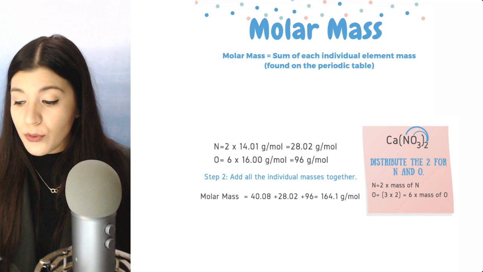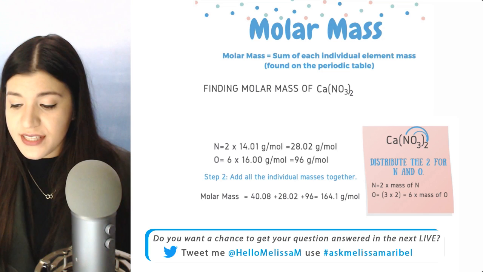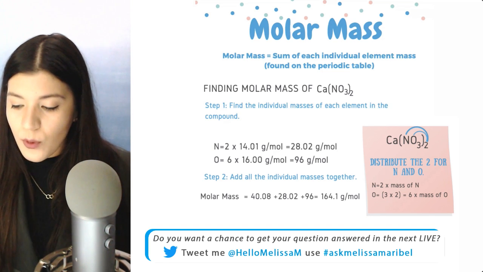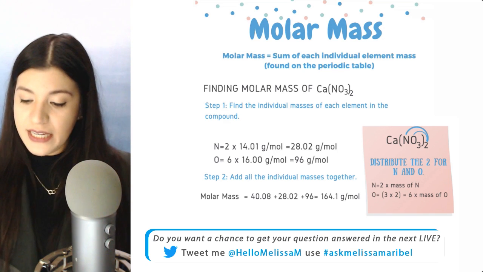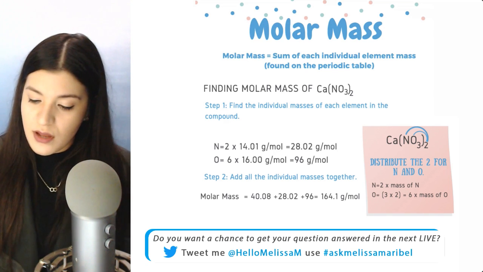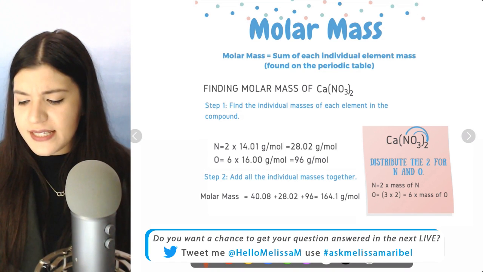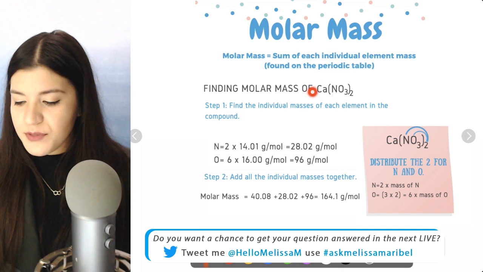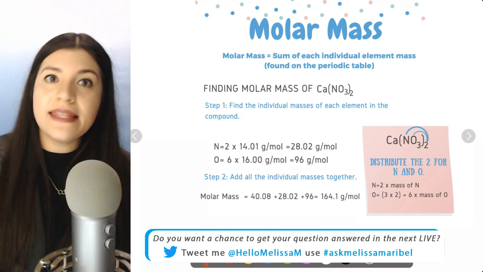So what we'll do here is let's actually find the molar mass of calcium nitrate. What we're going to do first is figure out the individual masses of each element that is in the compound. What I highly recommend doing is taking out every single element that is within that compound.